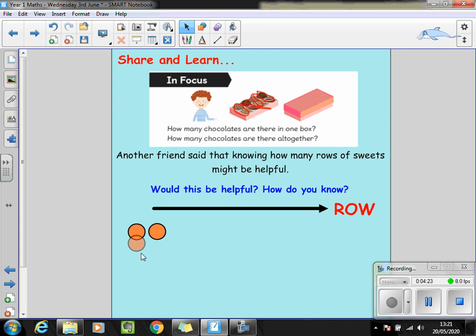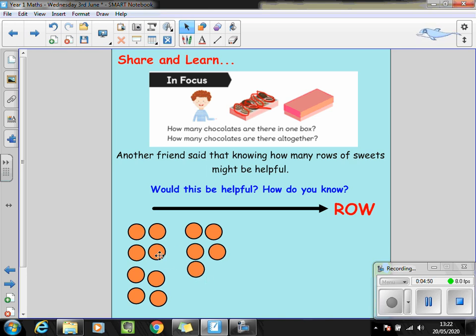1 row of 2, 2 rows of 2, 3 rows of 2, 4 rows of 2. So that's 8 chocolates in one box. I would need to do the same again for my second box of chocolates. So there's my 1 row of 2, my second row of 2, my third row of 2, and my 4th row of 2. So I can see there are still 16 chocolates altogether.